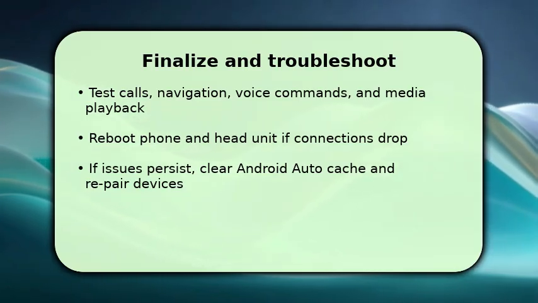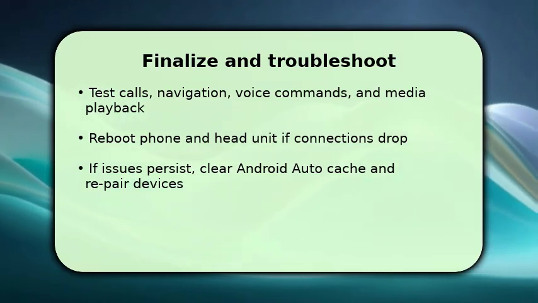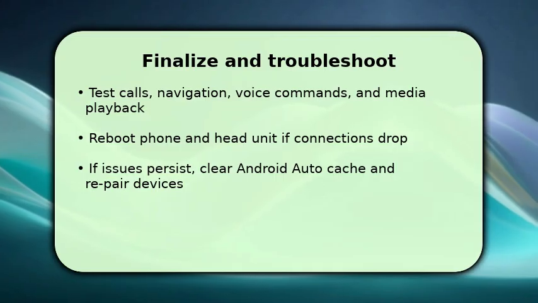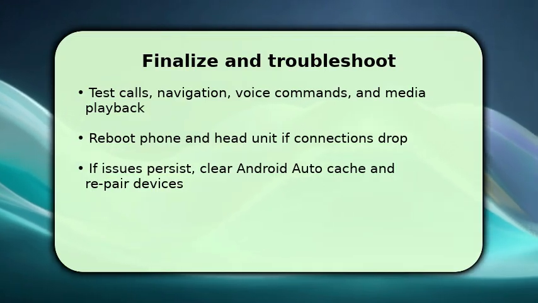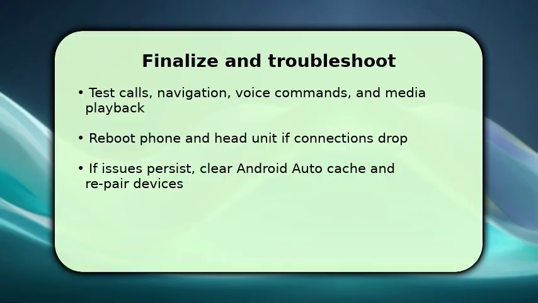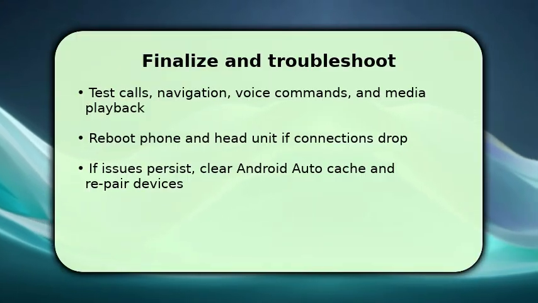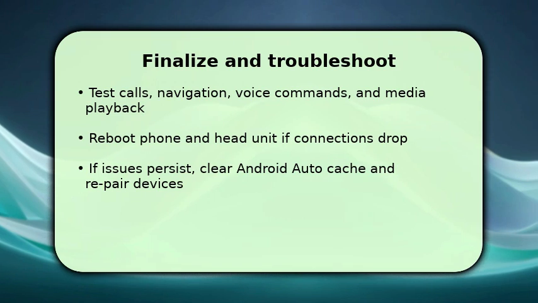If problems persist, clear Android Auto app cache, repair the devices, and confirm firmware versions. One key troubleshooting tip: swapping to a high-quality cable often fixes intermittent USB problems. Try that.